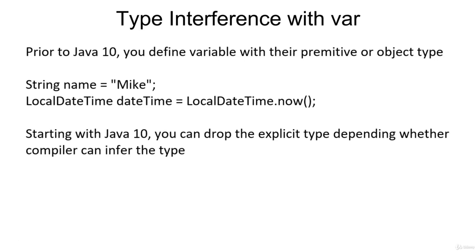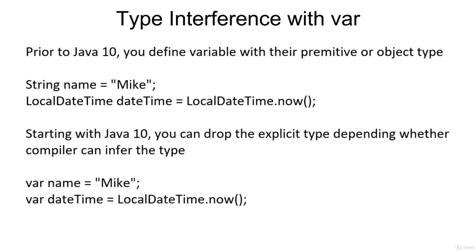The important thing here is that the compiler should be able to infer the type. For example, in this case, we have assigned name = "Mike" and defined the type as var. The compiler can infer that "Mike" is of type String, so this statement is fine. In this case, var dateTime = LocalDateTime.now(). The compiler can infer from the class name that this is of type LocalDateTime, so this statement is also fine.